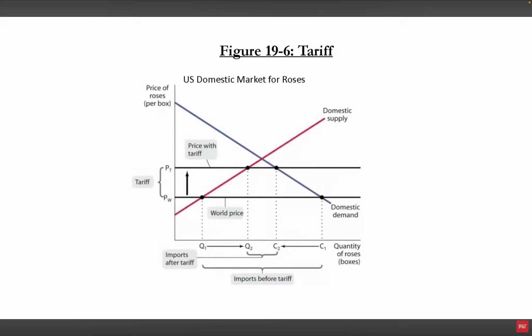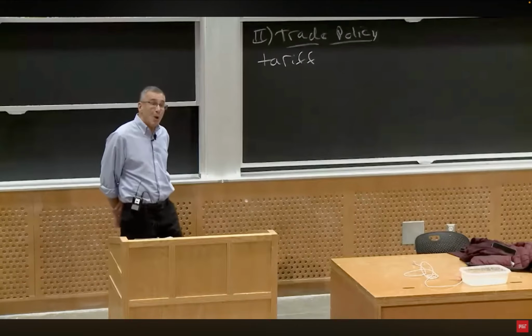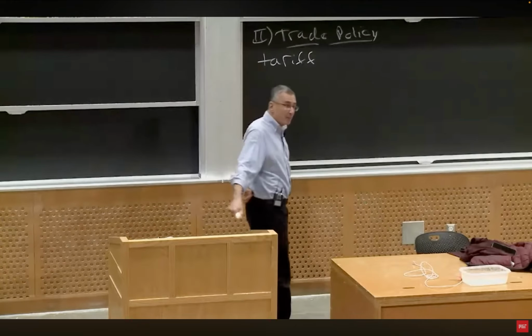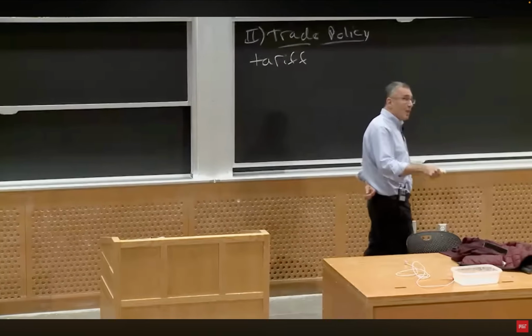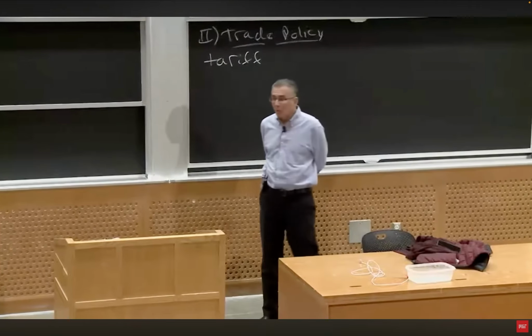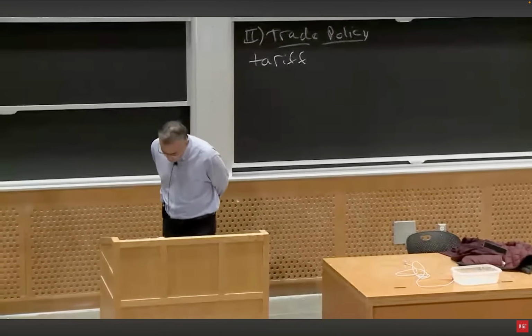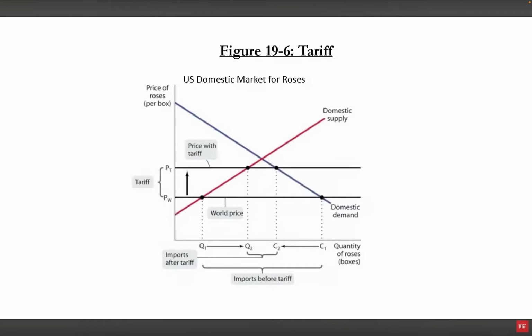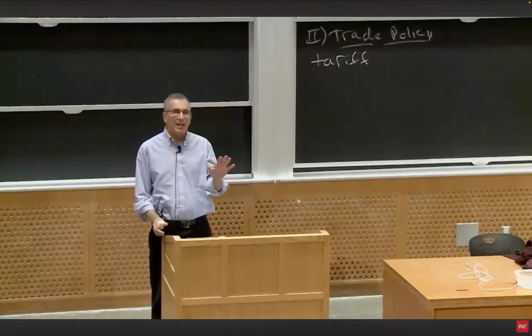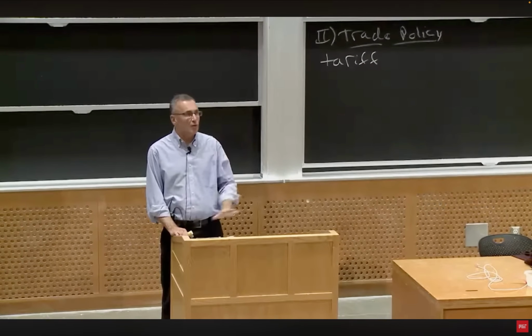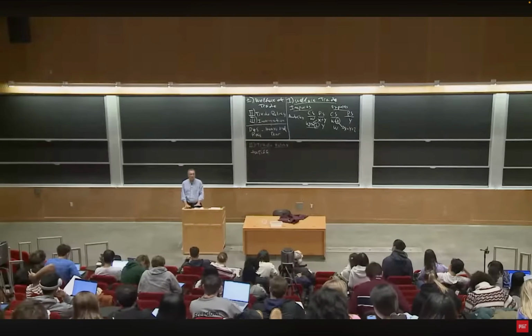And we move to a new equilibrium where consumers consume fewer roses, C2. Producers in the US, remember it's a US diagram, produce more roses, Q2, and we end up with a smaller level of imports. After the tariff, the imports have shrunk from C1 minus Q1 to C2 minus Q2. Questions about the analytics? I know I'm going fast here. This is sort of a new world, so please stop me if there are questions about this.